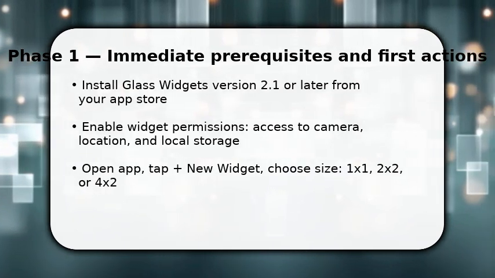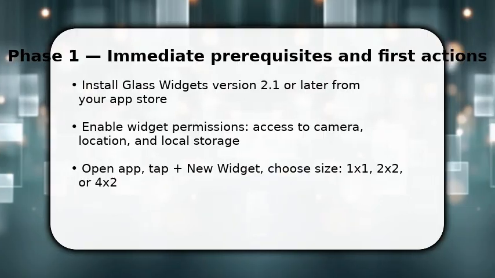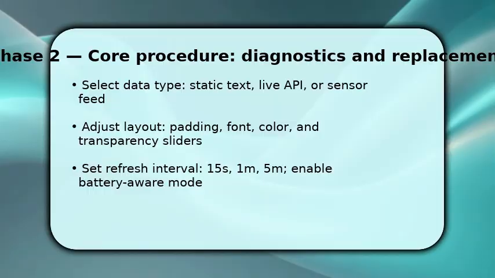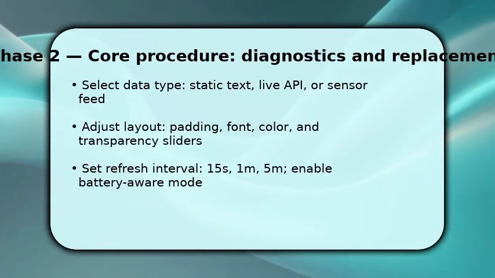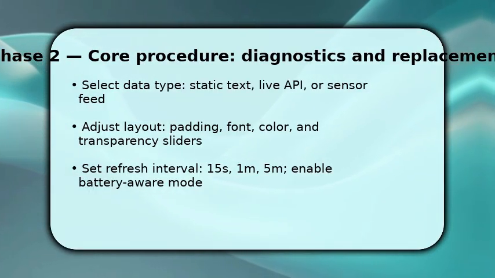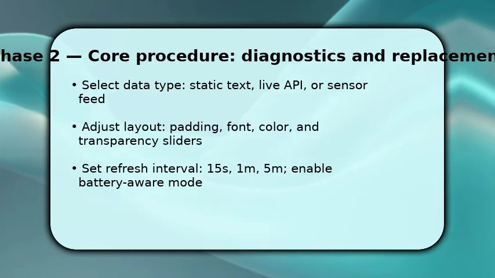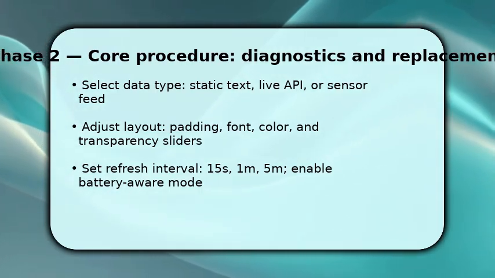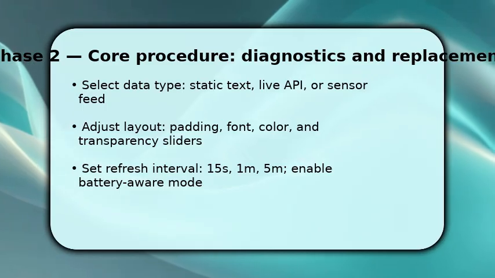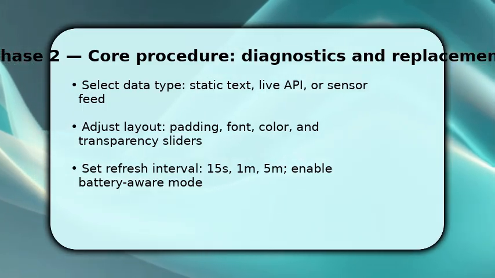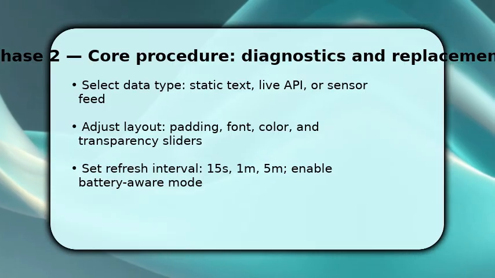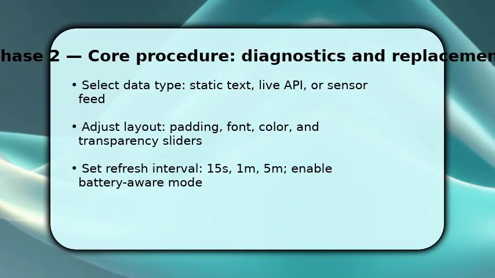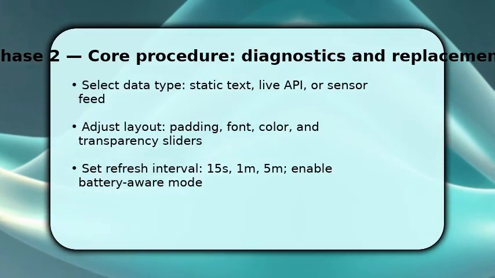Once the widget exists, configure both how and why it displays specific information. Choose data type, static, API, or sensor, because that changes parsing rules and error handling. Then tailor layout, tweak padding, font size, color, and transparency so readability meets your context. After that, set a refresh interval. Shorter intervals show fresh data but cost battery, so enable battery-aware mode if needed. Finally, link interactions, like tap actions, so the widget becomes both informative and functional.